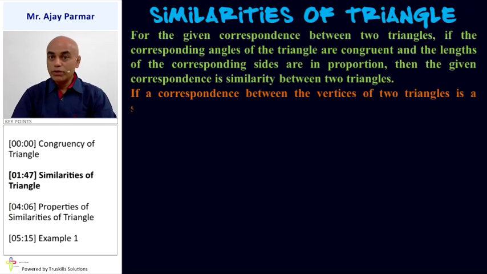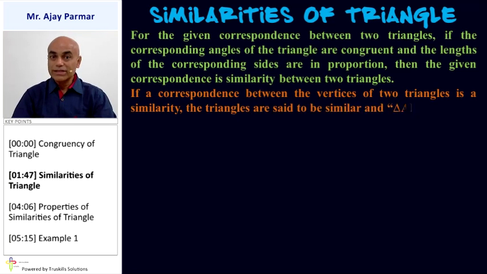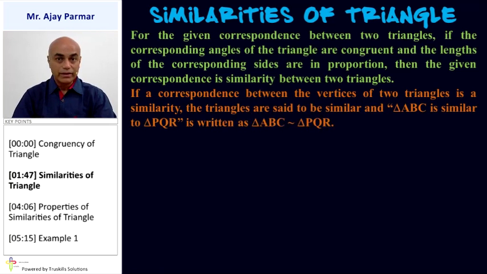If correspondence between the vertices of two triangles is a similarity, then the triangles are said to be similar, and we write it down as triangle ABC similar to triangle PQR with a wave symbol in between them, that is triangle ABC ~ triangle PQR.